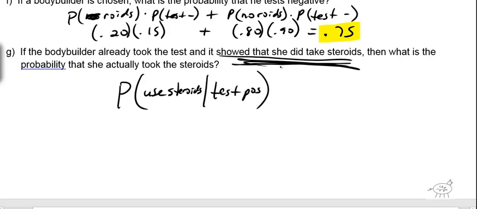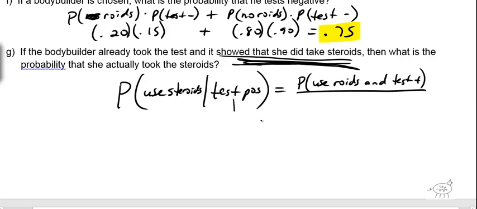Okay? And you guys should know by conditional probability that we learned already, that's equal to the probability of use roids and test positive, divided by, remember, this goes underneath here, so it's probability of tested positive.